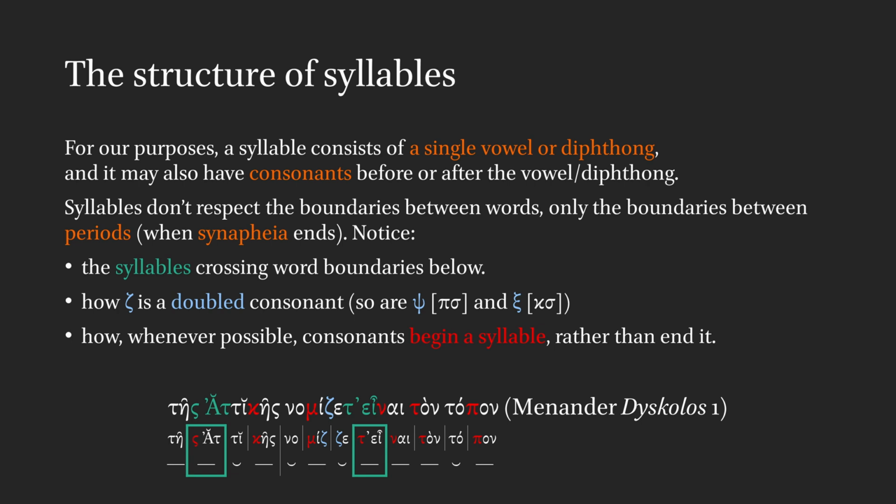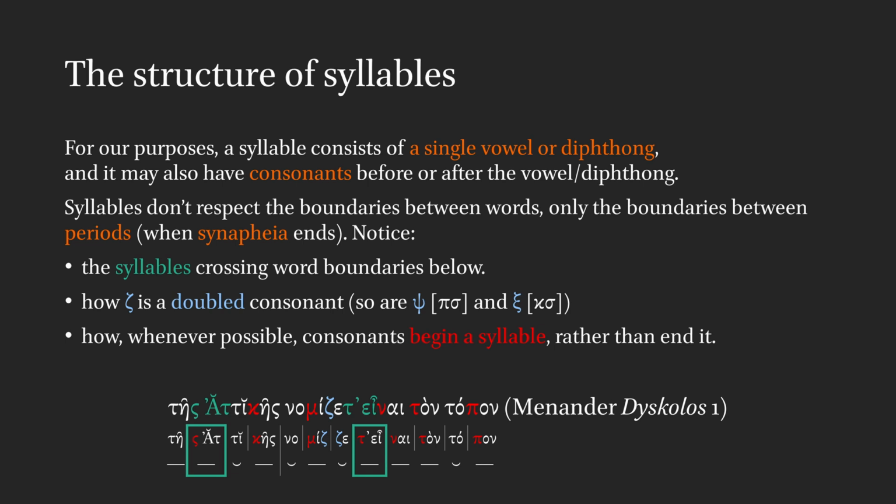For our purposes, a syllable consists of a single vowel or diphthong, and it may also have consonants before or after the vowel or diphthong. Syllables do not respect the boundaries between words, only the boundaries between periods or lines. This means that a syllable could have letters from two different words in it.